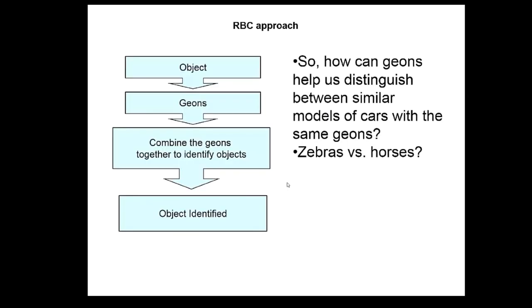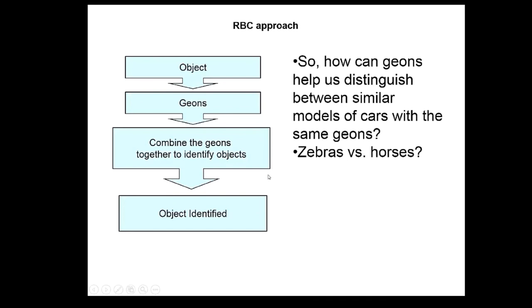So here's how this recognition by components theory works. We see the object, we identify the geons within the object, we combine the geons together to identify objects, and we recognize the object then. So this little flowchart just describes how the RBC approach works.